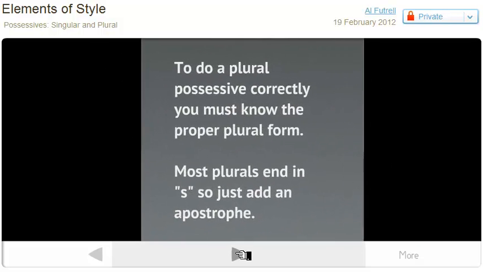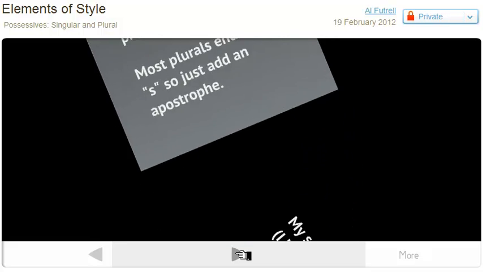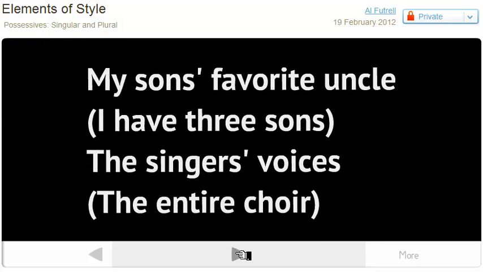Let's go on to the plurals then. To do a plural possessive correctly, you must know the proper plural form. Most plurals end in S, so just add an apostrophe. So, my sons' favorite uncle. I've got 3 sons. They all have the same favorite uncle. I'm talking about all 3 of them.